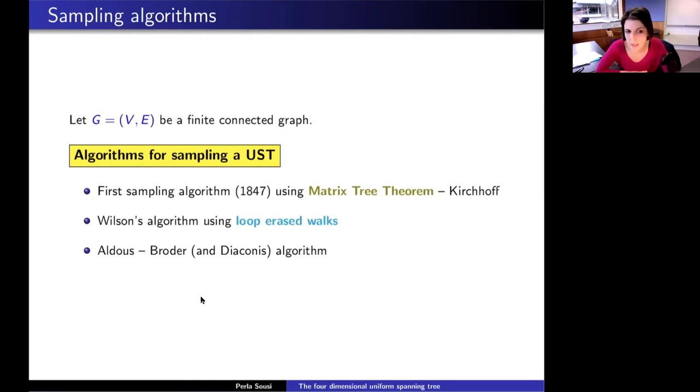Another algorithm is due to David Wilson, and this uses loop erased random walks, and I'm going to talk about this in a little bit. And another algorithm is due to Aldous and Broder, and they both acknowledge discussions with Persi Diaconis, and I'm also going to talk about this later, and extensions to the infinite setting.